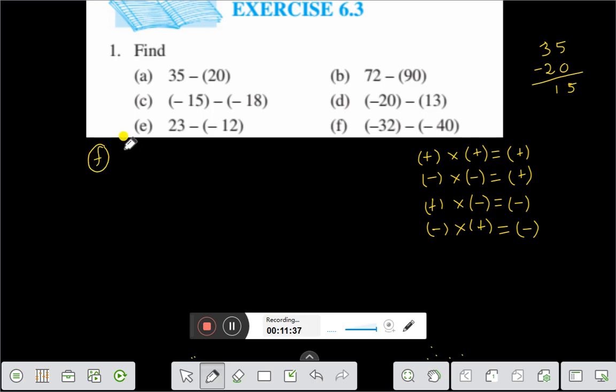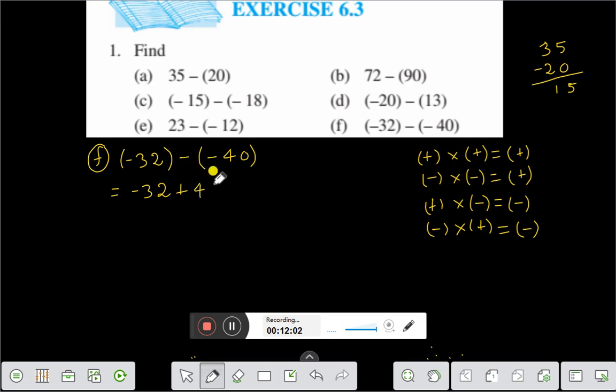Question number F is minus 32 minus of minus 40. Now you see this is minus 32, and we see here there is minus into minus, that is minus into minus is plus. Therefore it is plus 40.